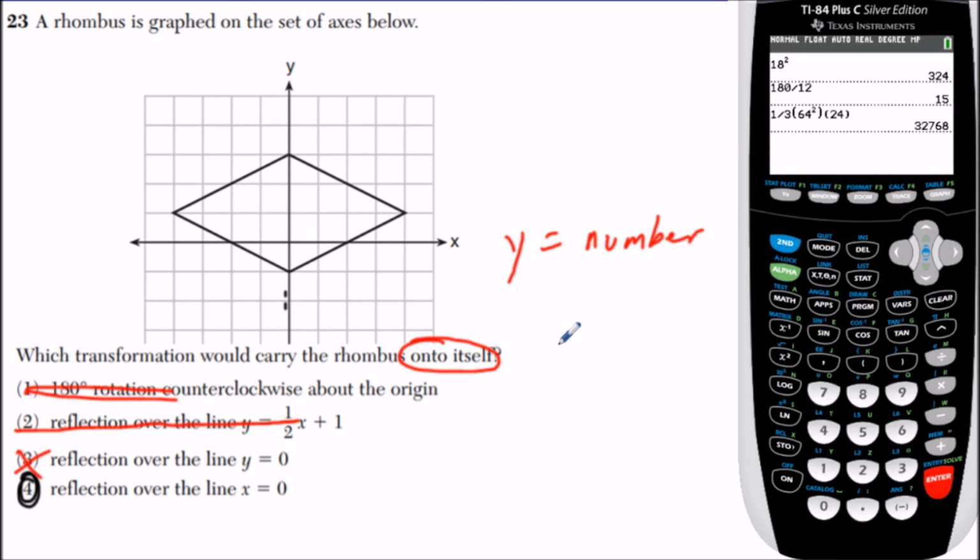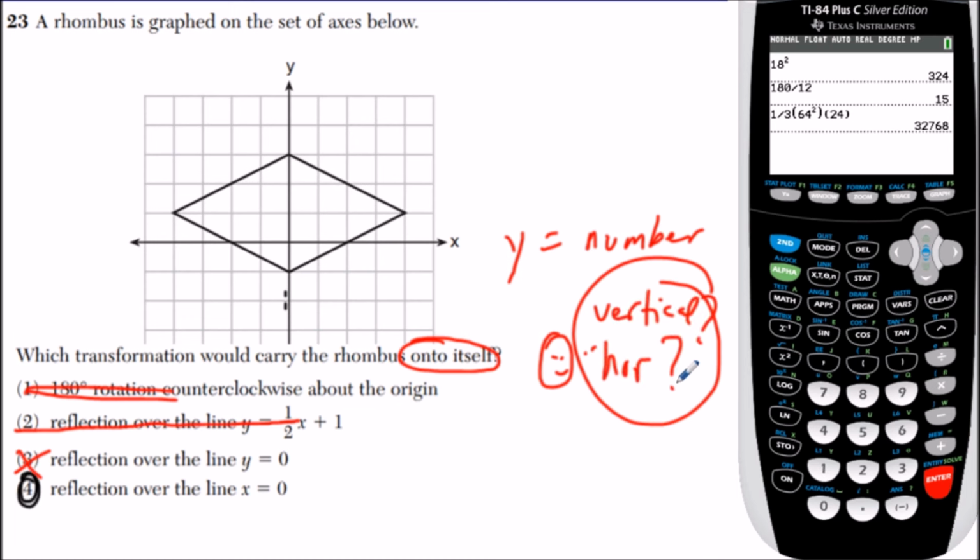Is it vertical or is it horizontal? A lot of students during the test think like that. If you forget, there's a little trick for the test. Just go to the calculator, write y equals a number like 5, and you'll see y equals a number shows up horizontal. I'm not going to dive into the concept, but you could use the calculator as a way of remembering rules when you're at the test. So x equals 0 is for vertical lines, so that's why it's going to be choice 4 and not choice 3.